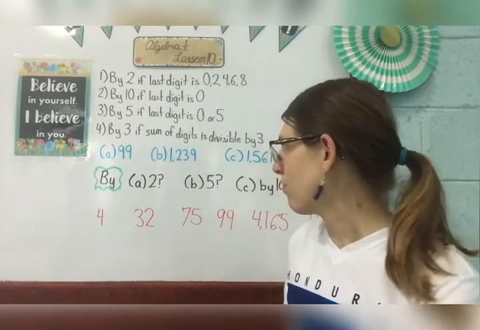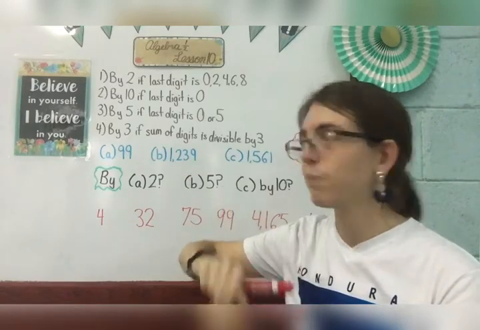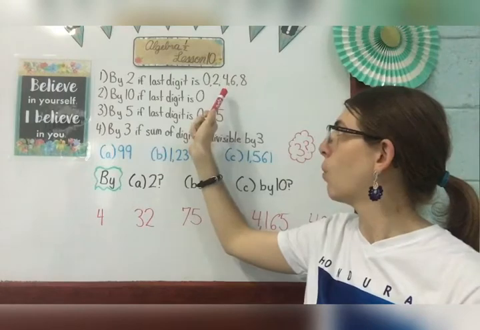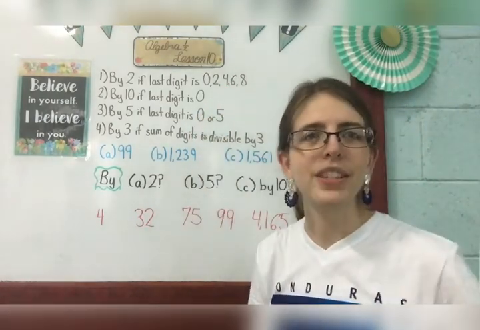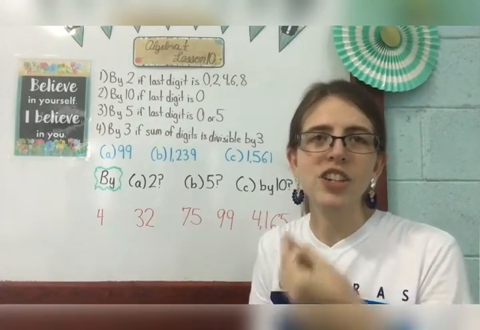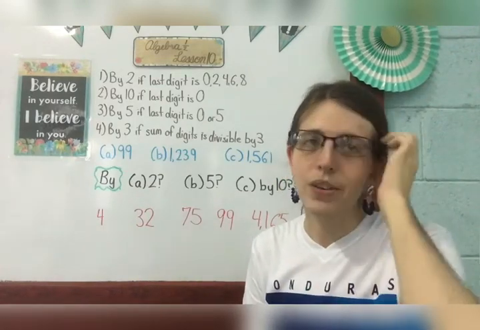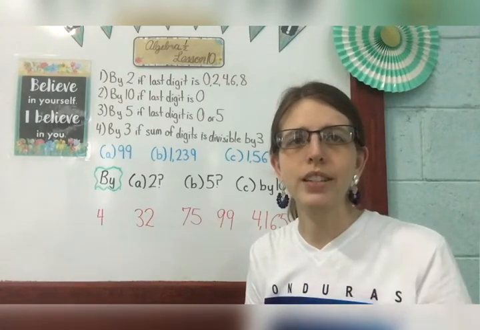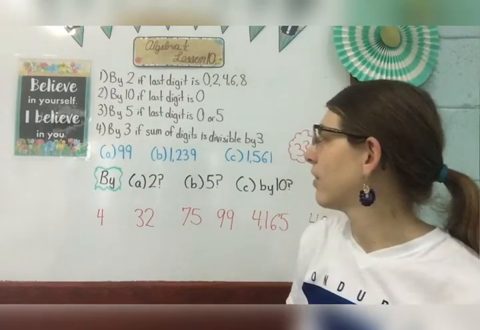Okay, the first rule is a number is divisible by 2 if the last digit is 0, 2, 4, 6, or 8. Okay? So a number is divisible by 2, basically, if it's an even number. If the last digit is 0, 2, 4, 6, or 8, that makes it an even number. So that's another way you could say it. How about 10?